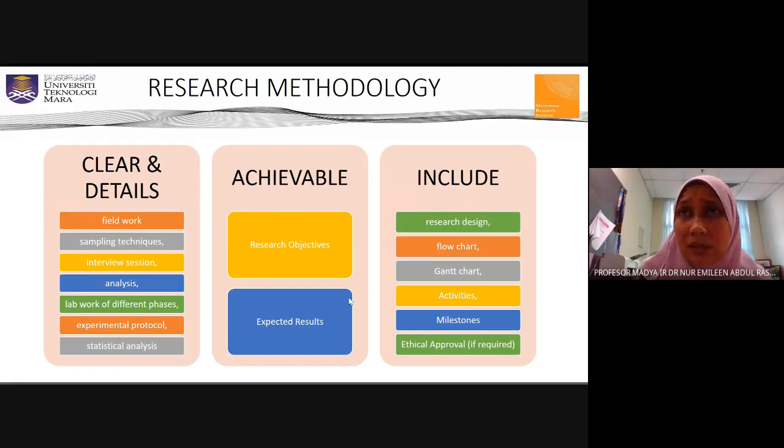And then expected result. So from the methodology, it should be known, like I said, when you do measurement, you already have expected parameters, the result you want from that measurement. So is that there? In the methodology it should already say, this is the input and this should be the output. In general. And then in the methodology, they should include research design, flowchart, Gantt chart, activities, milestone and ethical approval.